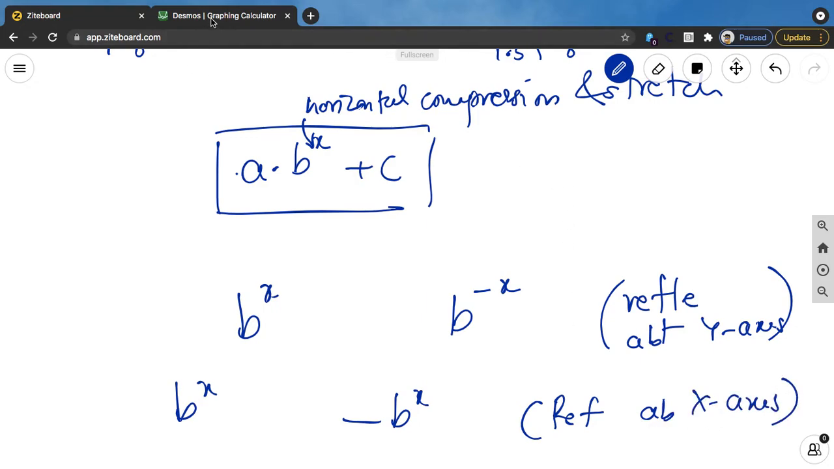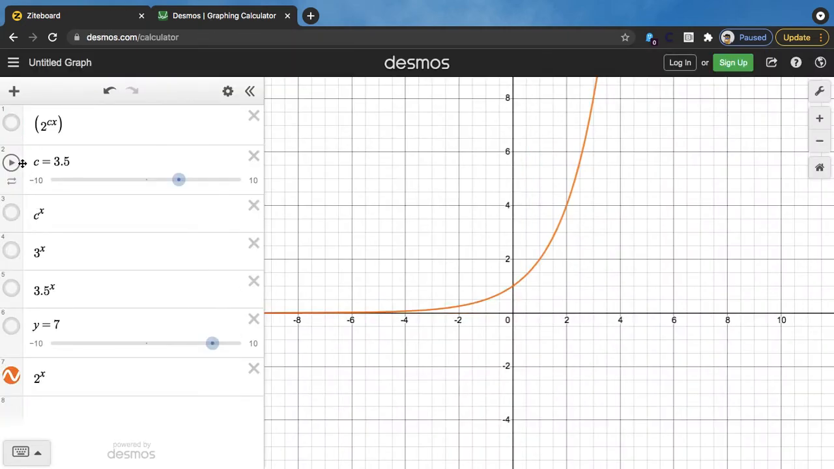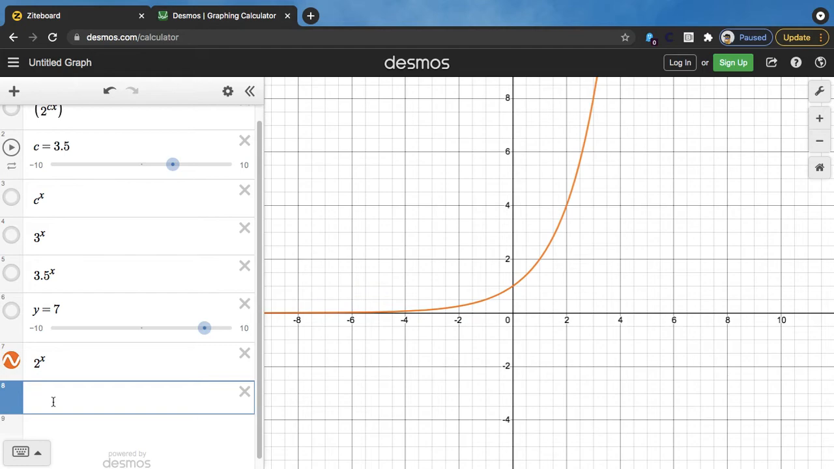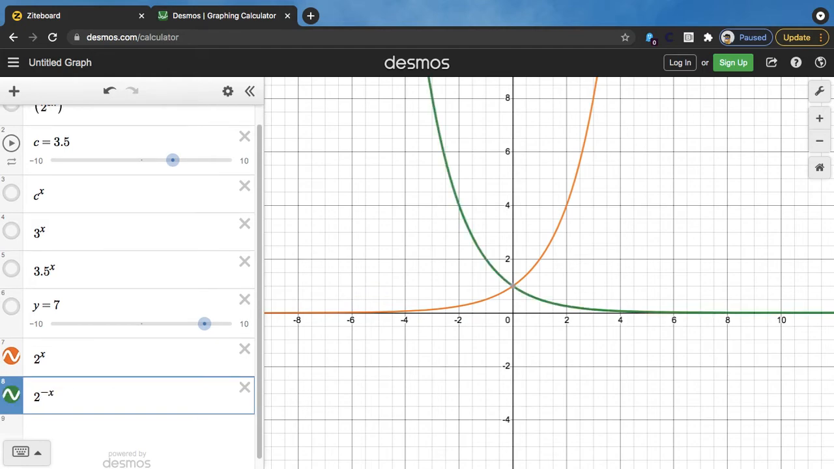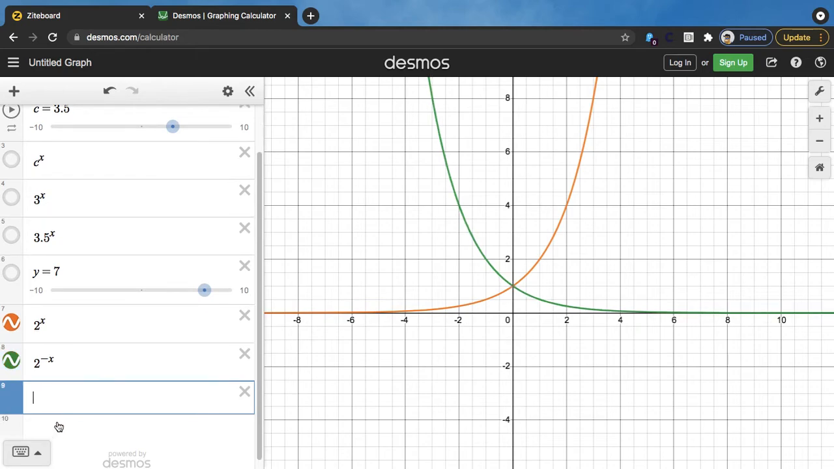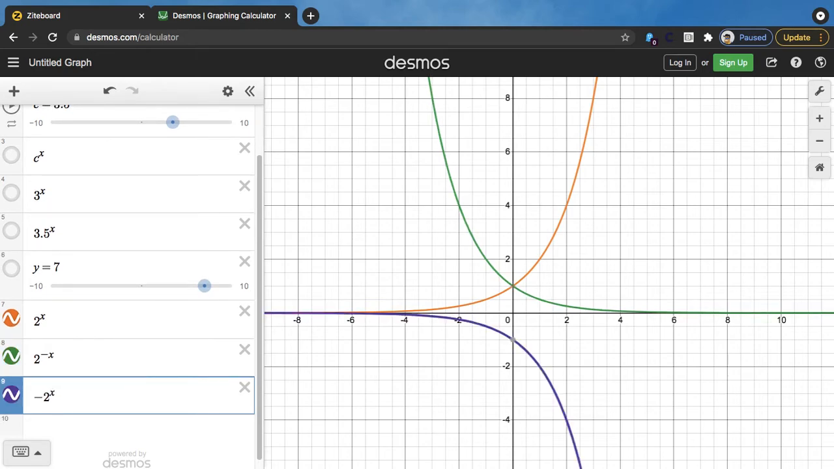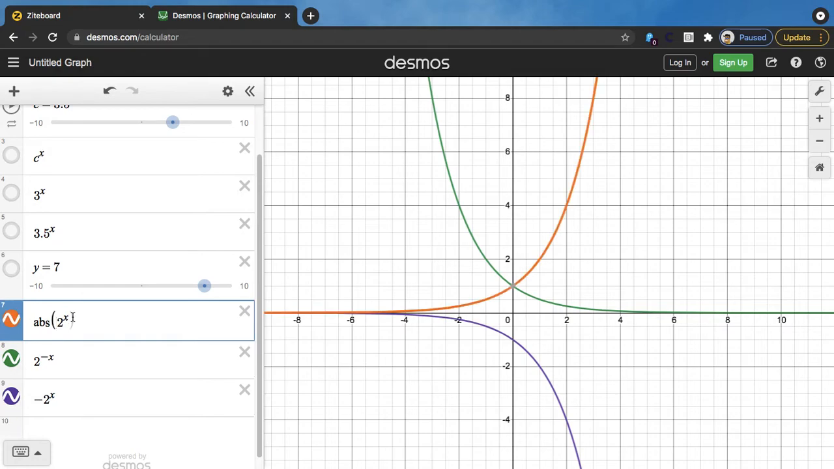If you have any doubts, let's look at it. It's 2 raised to x and 2 raised to minus x. It's a reflection about the y-axis. And if I look at minus 2 raised to x, it is a reflection about the x-axis. So that's the difference between them. What about mod? What if I do absolute value of 2 raised to x? Well, what absolute value does is, the graph is in any case only positive. So absolute value is making no difference to it.